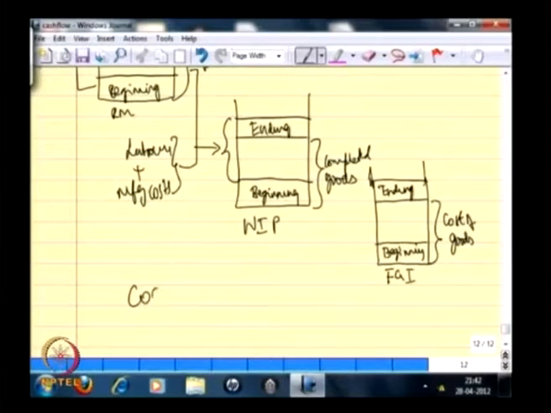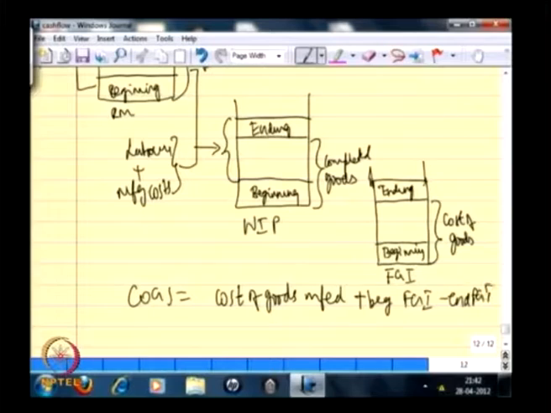Now, your cost of goods sold is your cost of goods manufactured plus your beginning finished good inventory minus ending finished good inventory. It is this process.